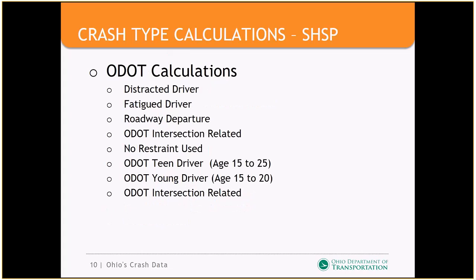But ODOT does add a few more additional calculations. With the 2012 form, we're calculating that a driver was distracted, internally or externally, based on the new reporting form. We wanted to separate out fatigued driver. Before, we had a fatigued distracted driver field in the old SHSP, so now we have both distracted and fatigued. Then we calculate roadway departure based on federal highway standards, intersection related, and, obviously, nobody can agree on an age range of when people should be driving, so we calculate a teen driver that includes 15.